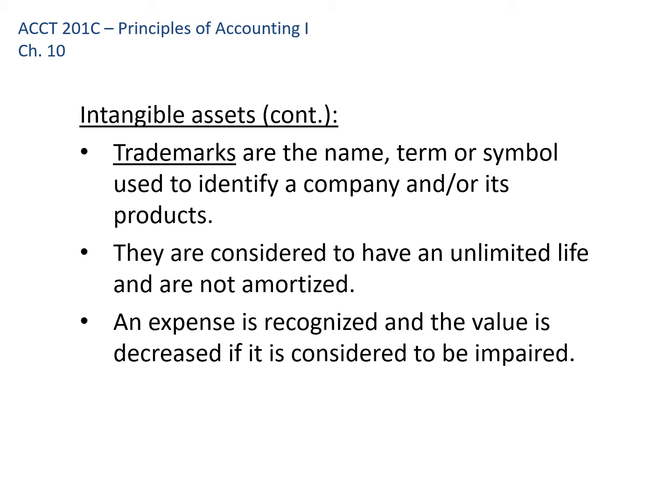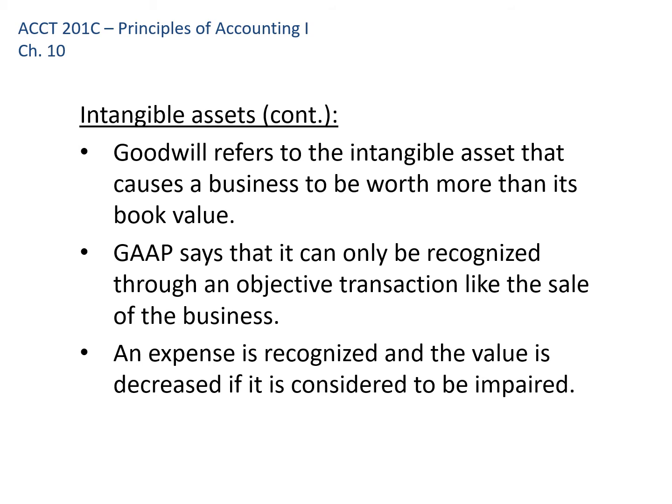So when we do amortize intangible assets, like I mentioned, patents and copyrights, we're going to recognize amortization expense, and then we're going to credit the asset, or we're going to credit an accumulated amortization account. So goodwill is another type of intangible asset that a lot of students get confused about. Goodwill only arises through the transfer of a business, somebody buying or selling a business. So it's an arm's length determination.